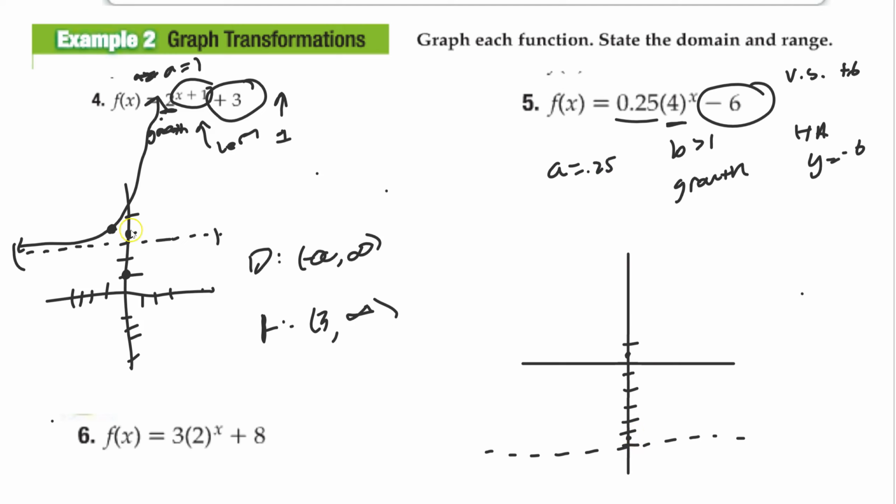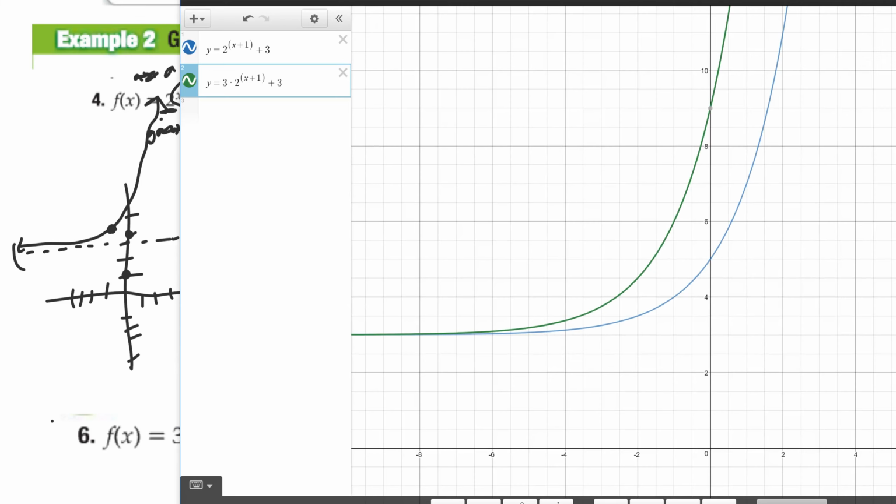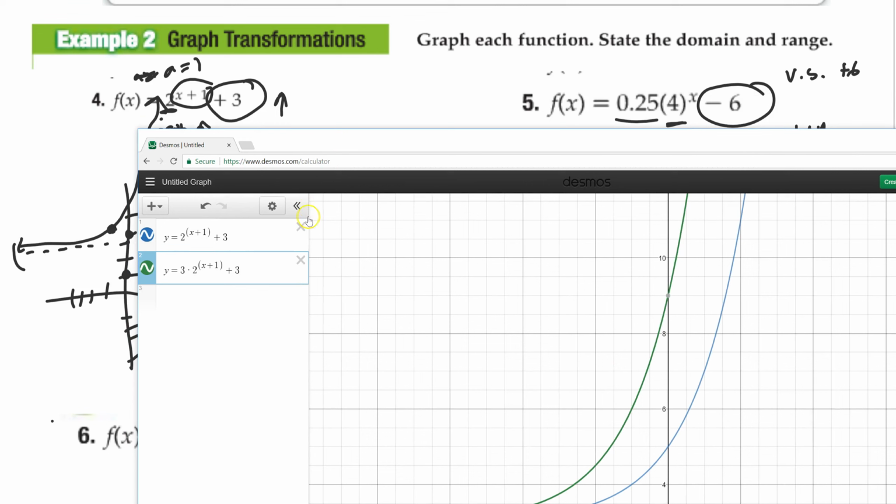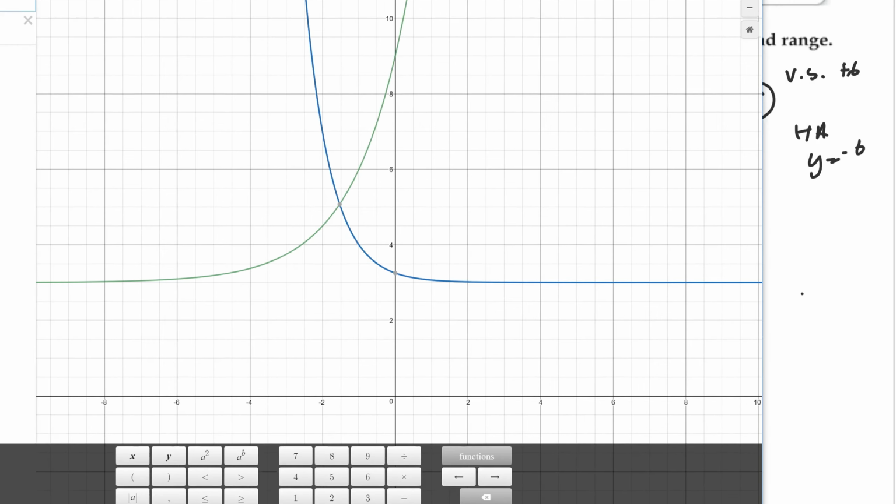Just like how this one was 1 above the horizontal asymptote, but then we moved it left. There's no moving left or right here. So all we do now is graph it. So the graph looks like that. Again, we're doing a sketch. So something like that. If I get Desmos, do the same thing. It's a little bit harder to graph in this case. 0.25. Oh, I need a multiplication button.